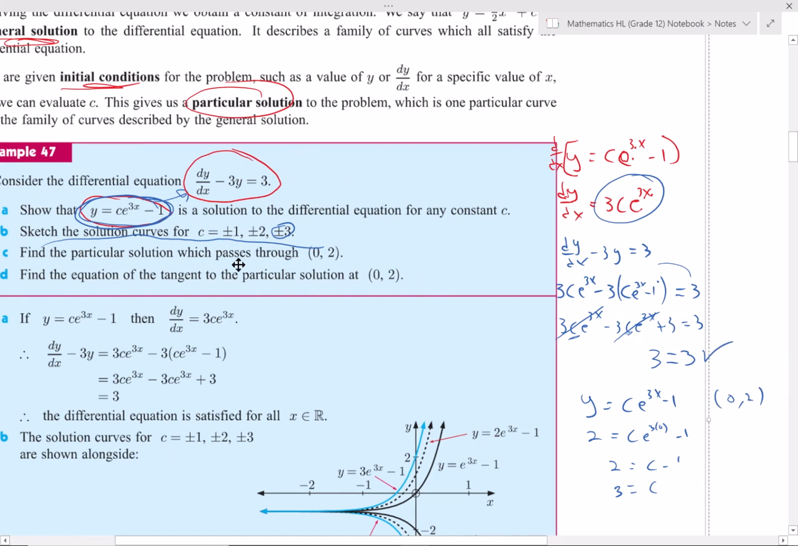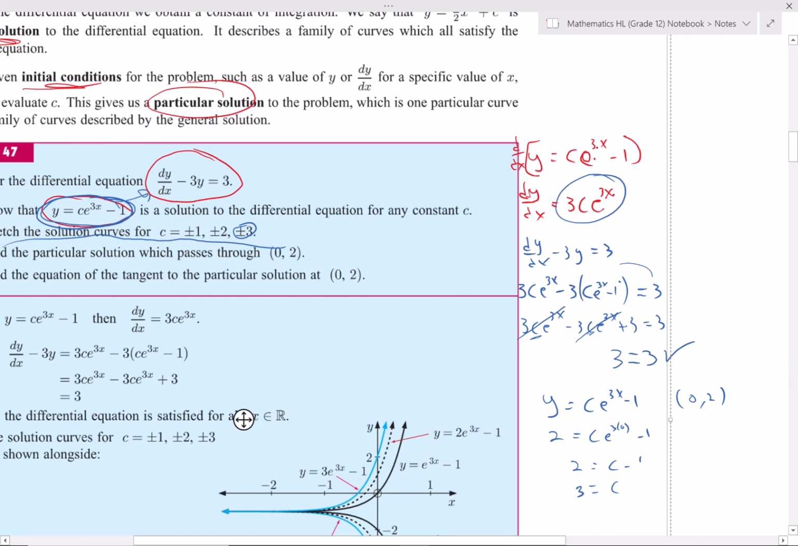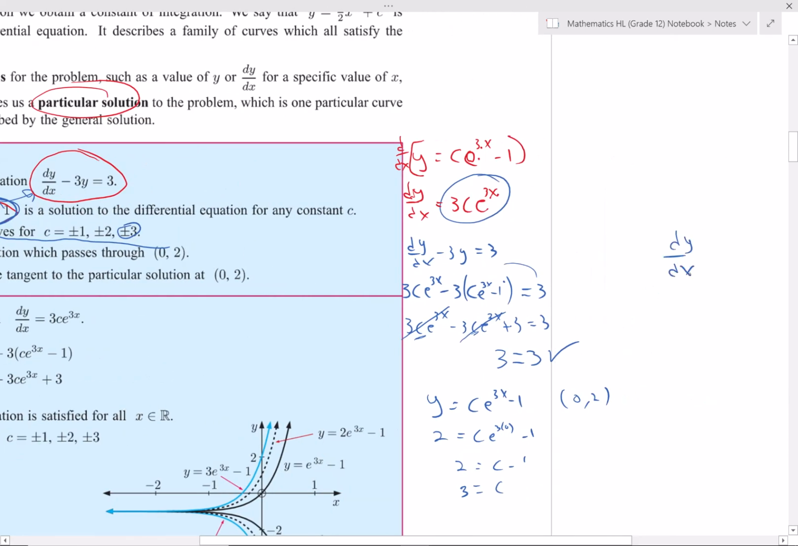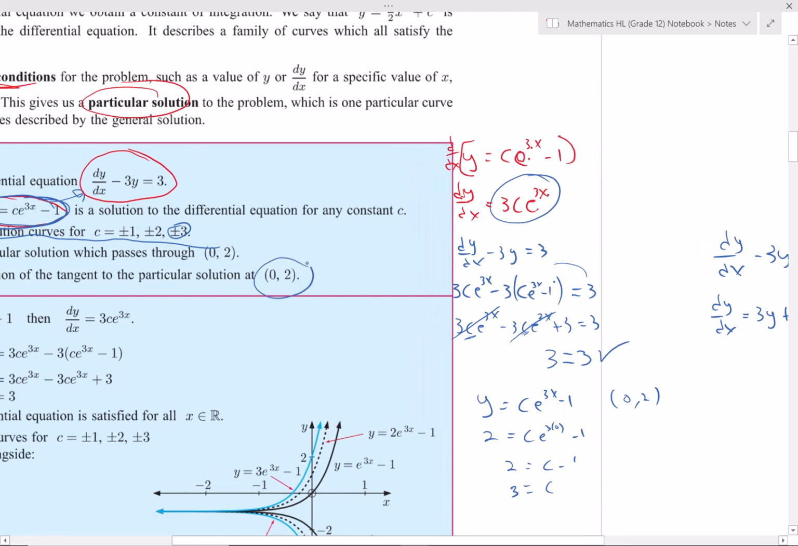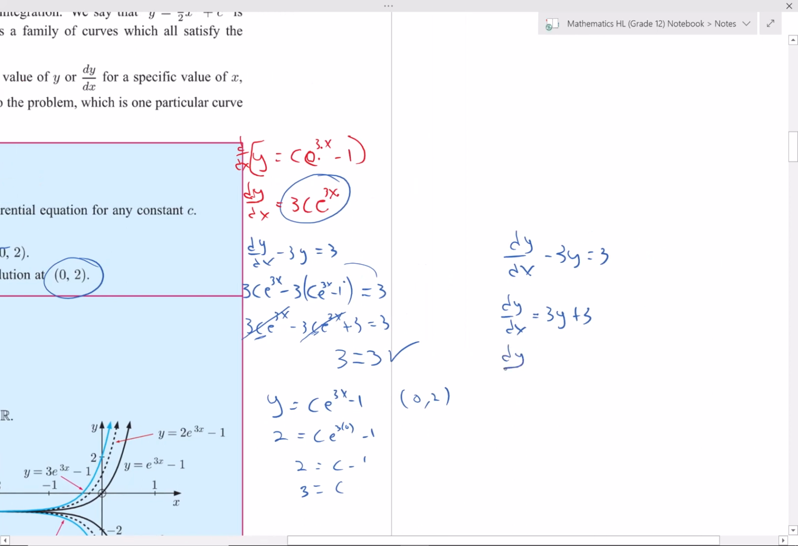Remember, to find the equation of the tangent line, you need the derivative, right? This here is the derivative. So I have dy/dx equals negative 3y, sorry, minus 3y equals 3. I want to know what the slope is, so I'm going to solve for dy/dx. It would be 3y plus 3. I want to know it at 0, 2, so I'd plug in those coordinates here. I'd plug in 0 for x and 2 for y. So it'd be 3 times 2 plus 3, and that would give me 6 plus 3 is 9. So this is the slope at 0, 2.